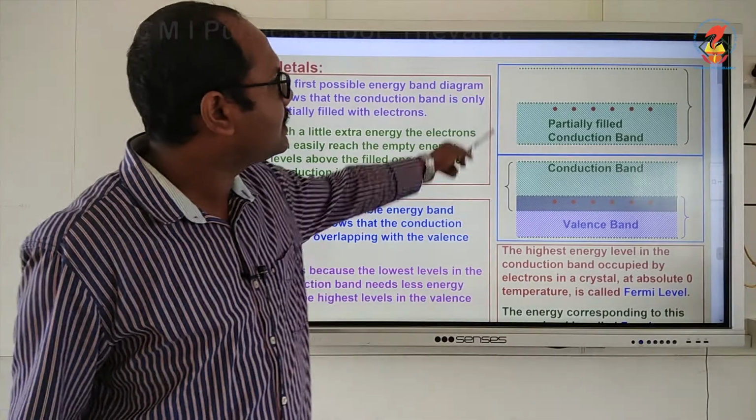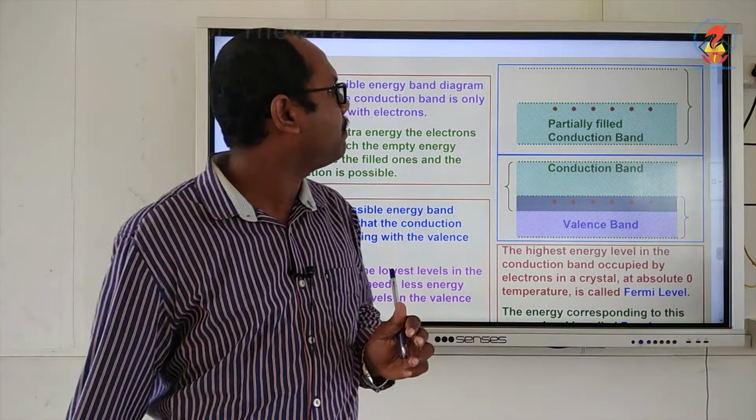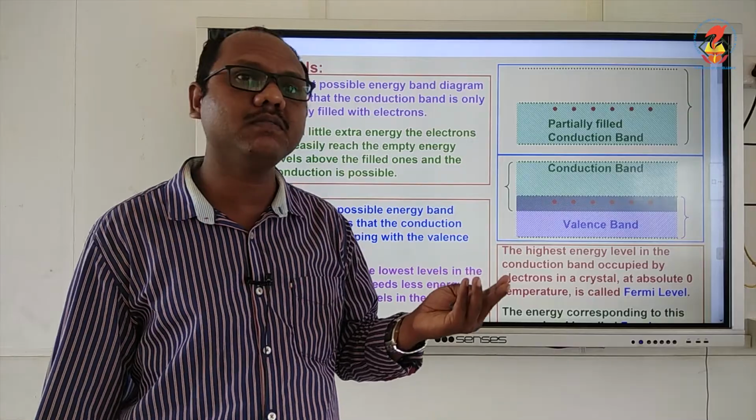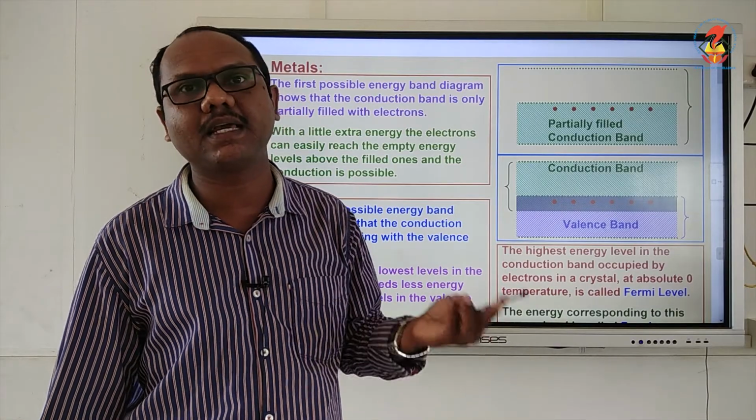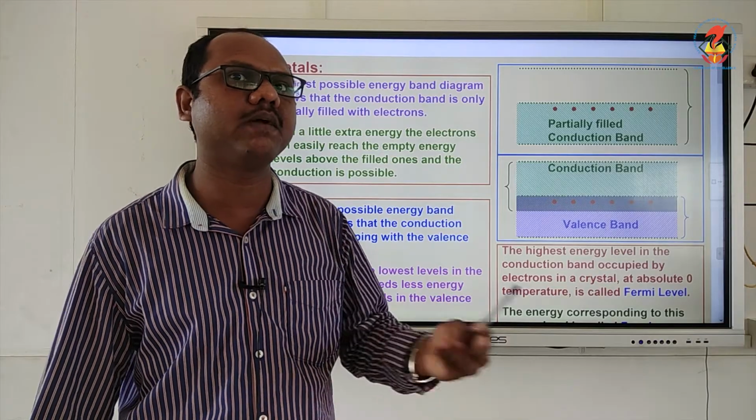Now, this partially filled conduction band is applicable for alloys like nichrome, manganese, etc., or alkali metals like sodium, potassium, etc.